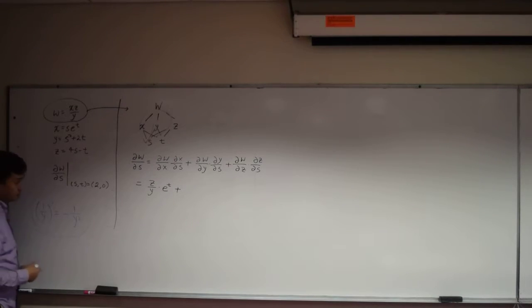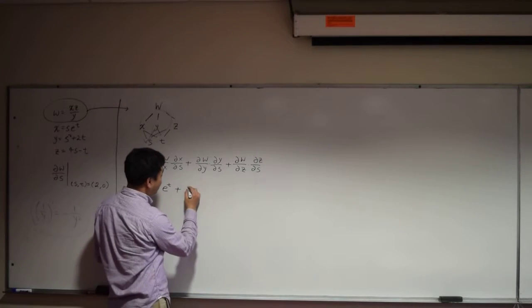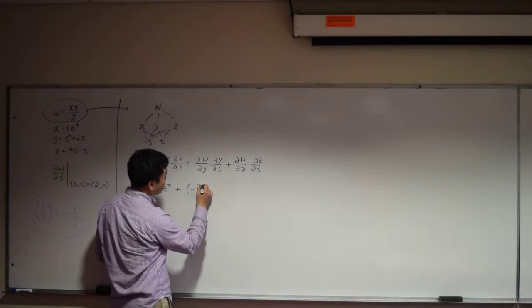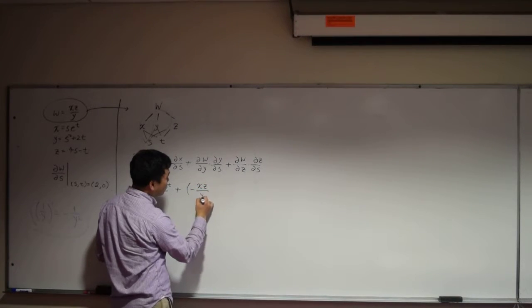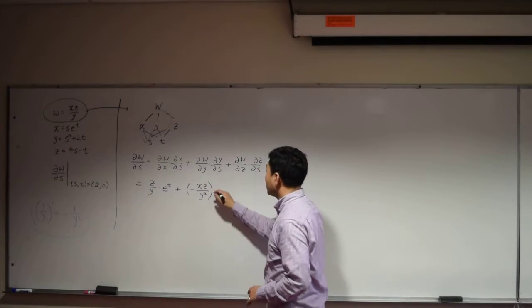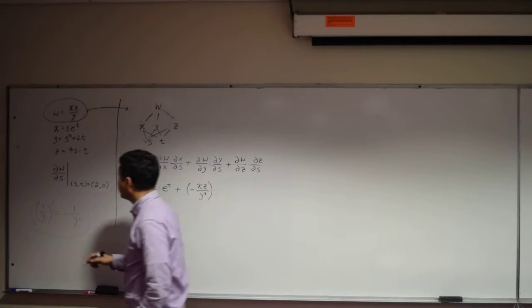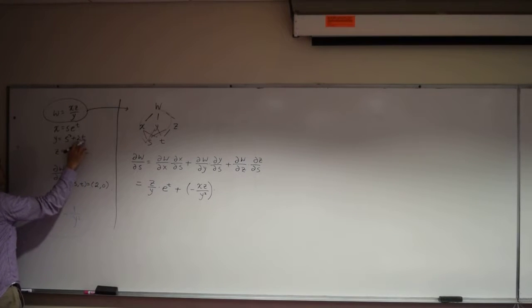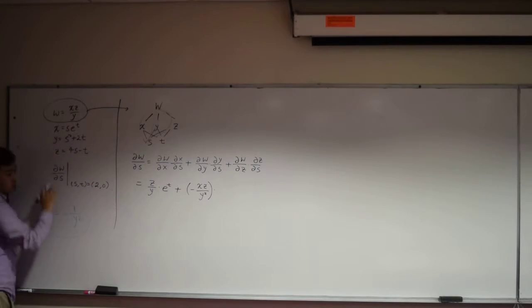Using that, you can write it as negative xz over y squared times, what's the derivative of u with respect to s? If you differentiate this by s, 2t is considered a constant, so it goes away. And if you differentiate s squared by s, you get 2s.